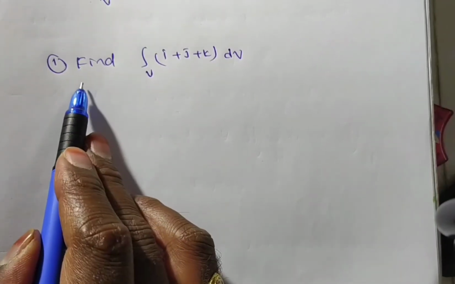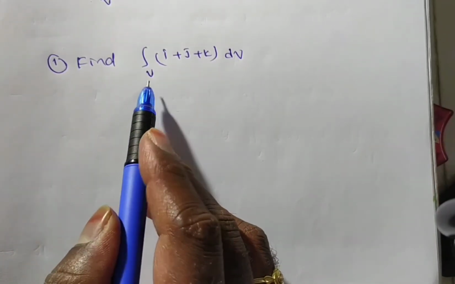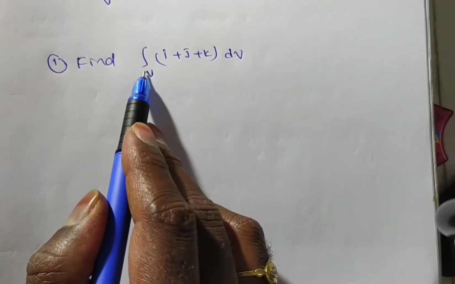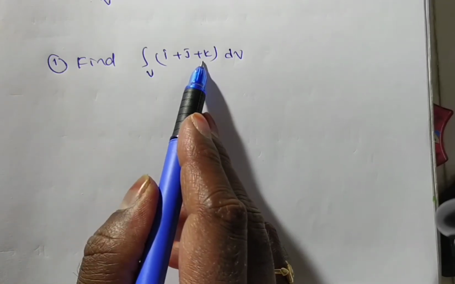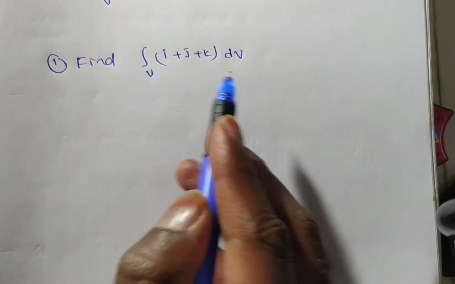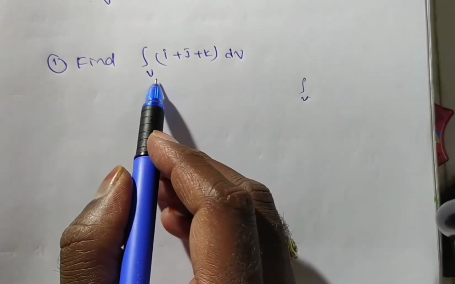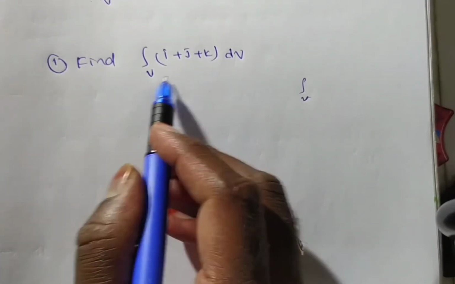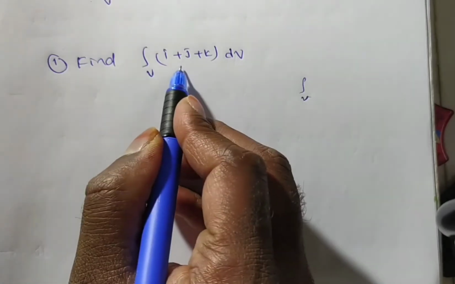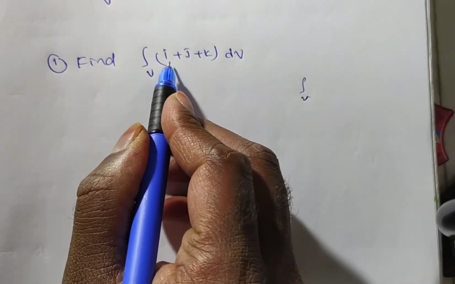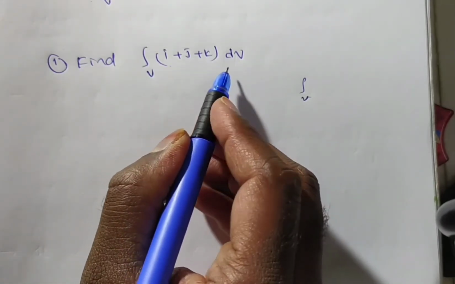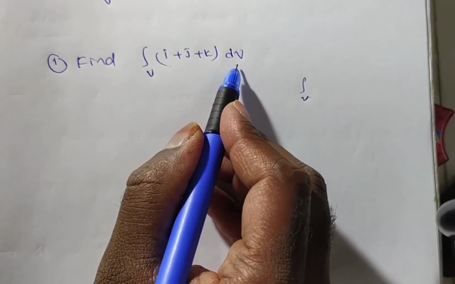Friends, this problem was given in JNTU recently. Now find the integral over V of (i plus j plus k) dV. Friends, you see, the integral over V is nothing but a triple integral. Are they given any region or surface bounded by? No. So here, if you want to evaluate this, first observe: are there any x, y, z terms? No. So no need to convert dV into dx dy dz.